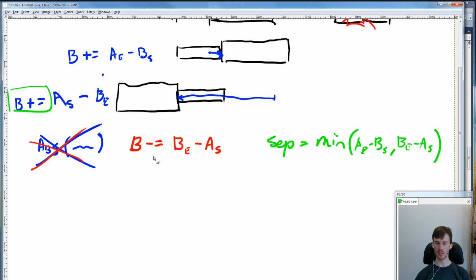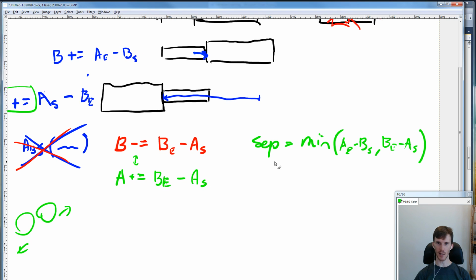Because what this actually is, and this is why this was tricky to write in my notes in the first place, is that this is equivalent, interchangeable: B end minus A start. Because you recall when we were doing the circle thing, we could either move B forward to separate out, or we could move A backwards. So this is the equivalent thing here.